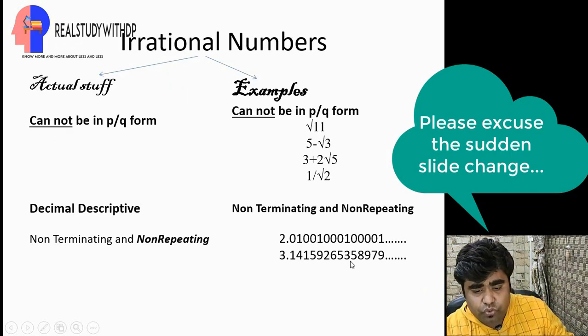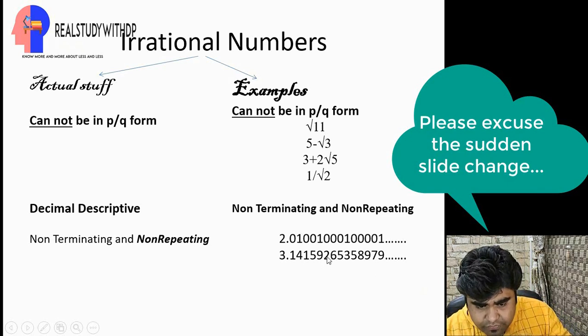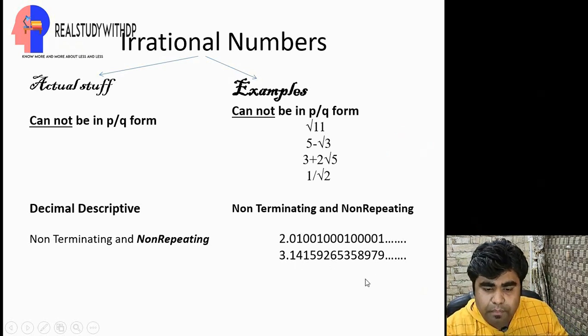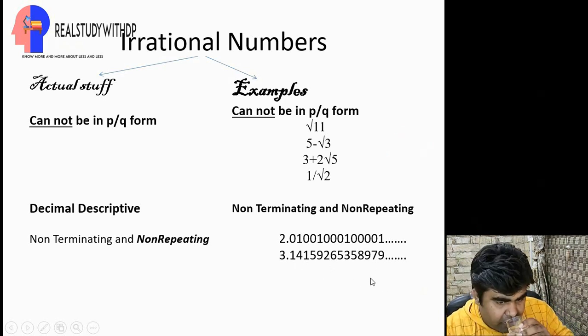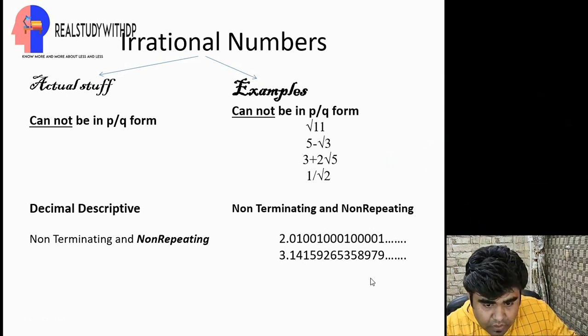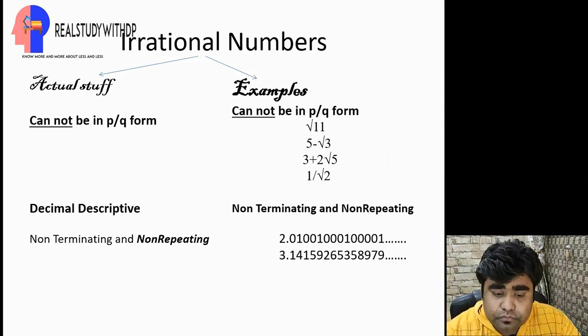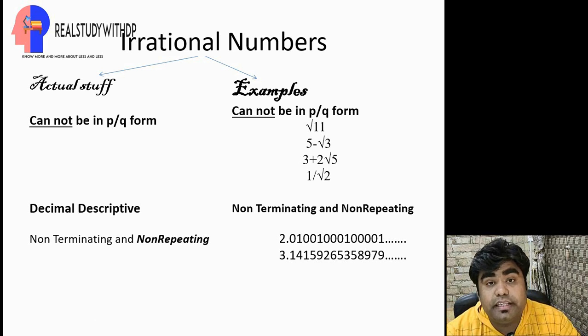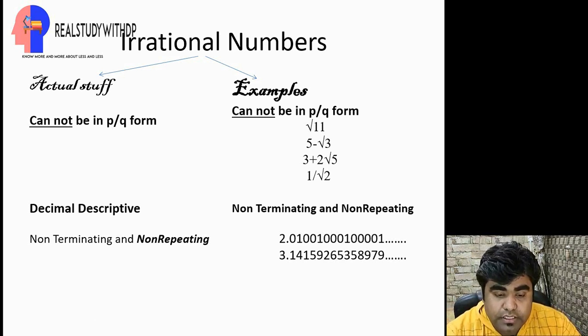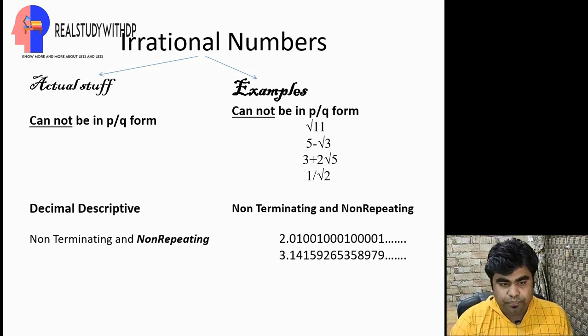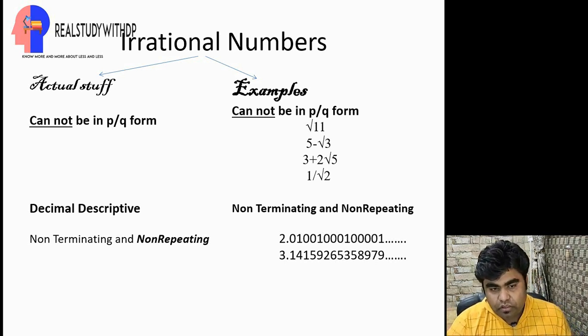As far as this number is concerned, 3.141592 and so on. See, this I have taken from the value of pi. So it is also non-terminating, and it is not repeating too. Hence it is considered to be an irrational number. All right. So we are going to do things further. Okay.